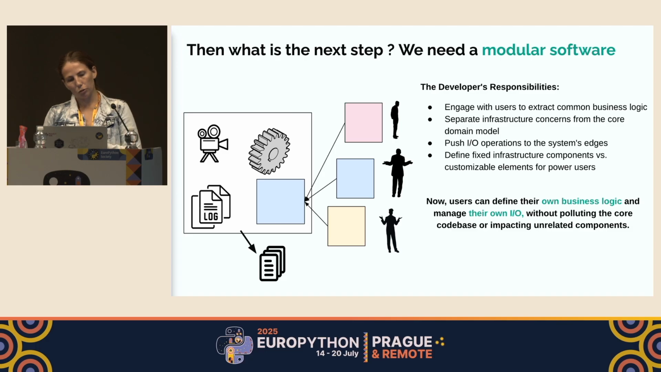Then we try to push everything which is input or output, hardware, drivers, stuff like this, to the edge of the software, to have a clean business logic model at the middle. Once we have this, we can start to think about how we will make certain parts customizable for the user and other parts fixed.